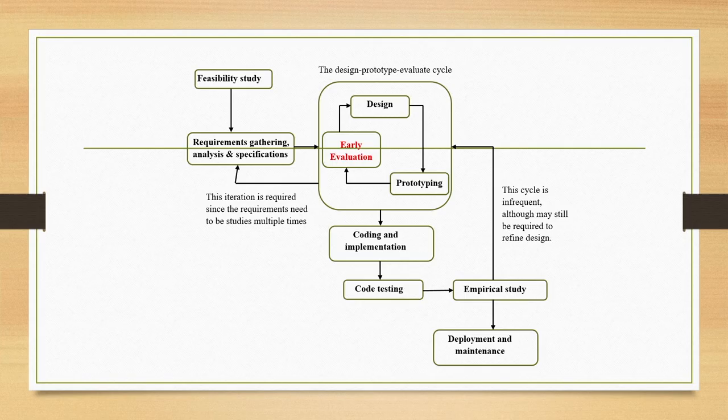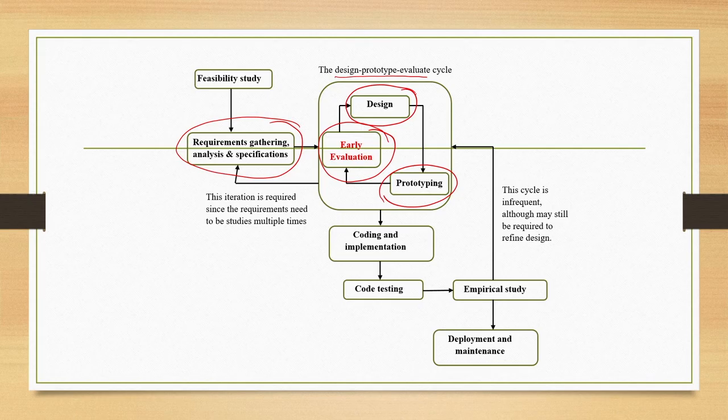When we talked about developing software, we also learned about the interactive system development life cycle. If you may recollect, we talked about requirement gathering, and after that we said that there is one design-prototype-evaluate cycle, which consists of three stages: design stage, prototyping stage and evaluation stage. Here we are specifically focusing on the cycle.